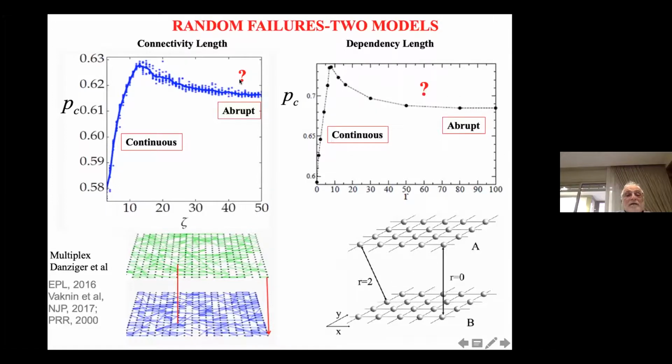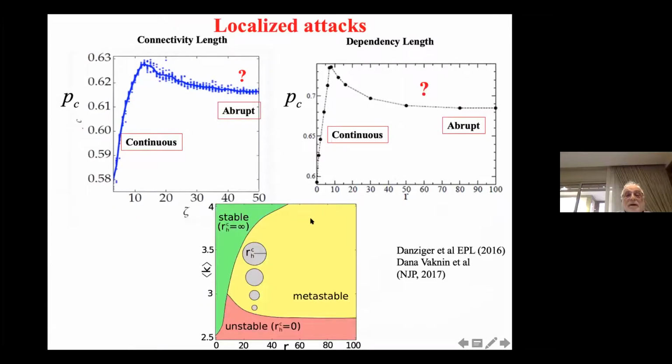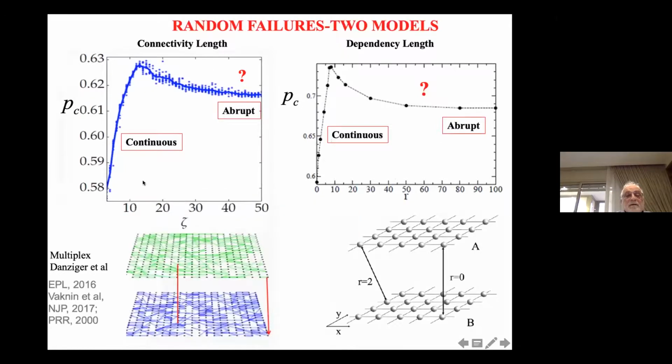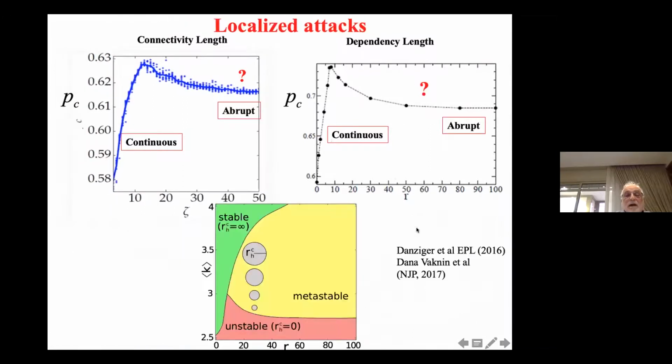And the more interesting part is this question mark: what happens in this place? I will show you what happens in this area. This is the phase diagram, and you can see here that you have a metastable regime. It means that if you have a localized failure in this system of a certain radius, above a certain radius it will propagate, and below the certain radius it will not propagate. It means that you have a critical radius of damage that will either propagate or not propagate.